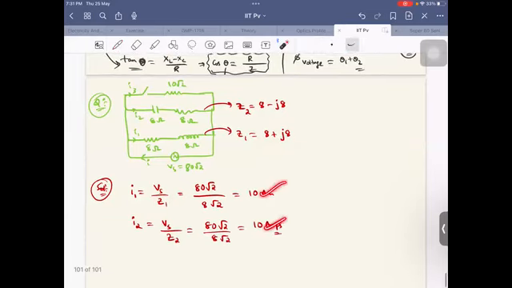Can anyone tell me the phase difference? There will be a phase difference. Whatever I have found, these are RMS values only. If I want to know the I value, how do I get it? There are two different ways of finding the I value. What are the two different ways? Just tell me.